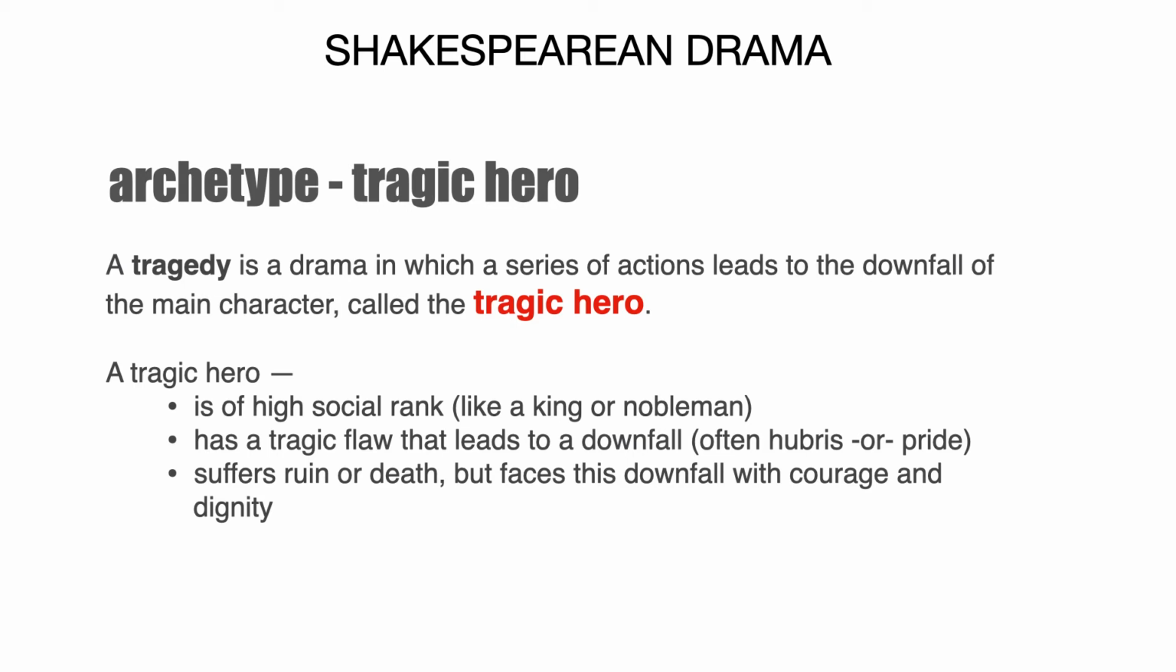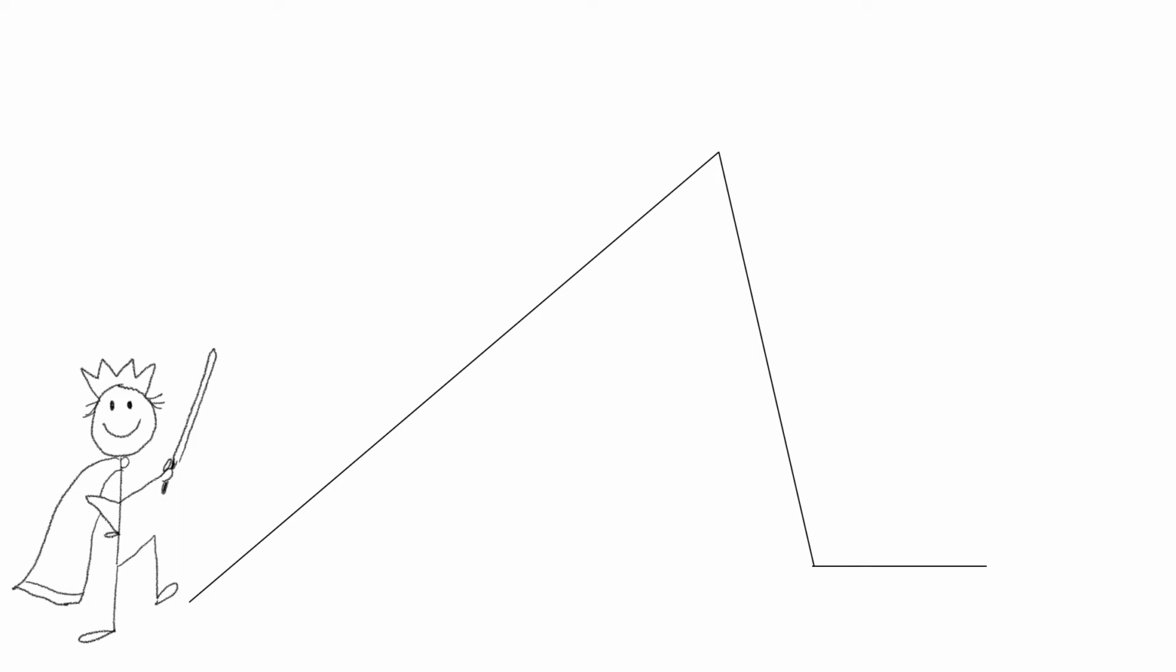At the end of the story, he suffers a type of ruin, either losing everyone he loved or losing things that are close to him, or he dies. But before he does so, he realizes his downfall or his tragic flaw, and so he faces his death with courage and dignity. So here's what this might look like on a plot diagram.